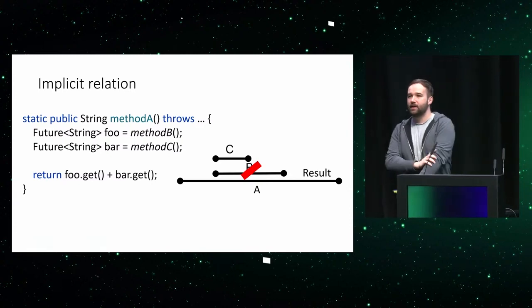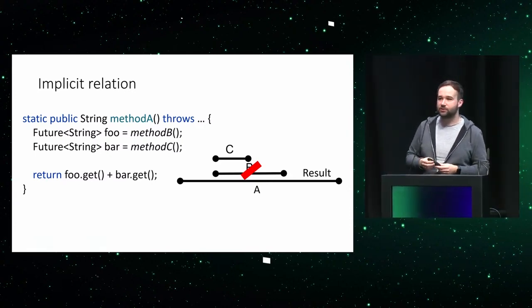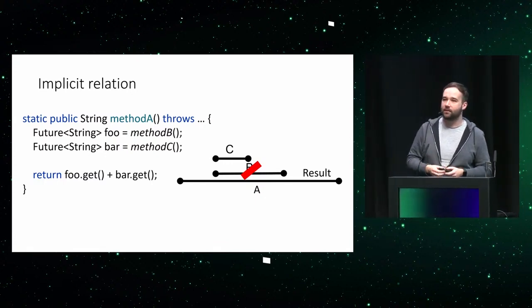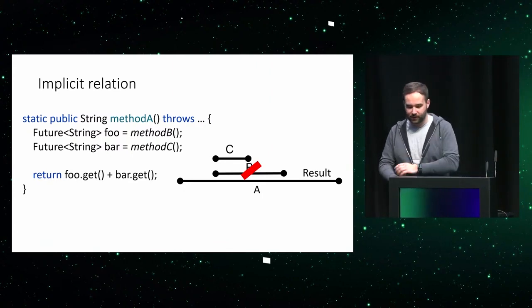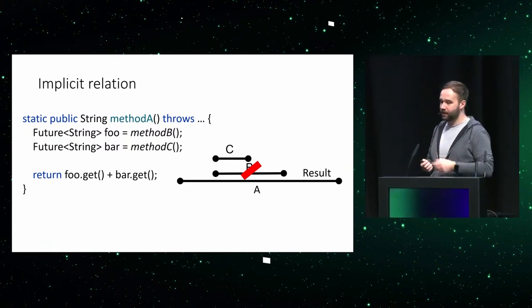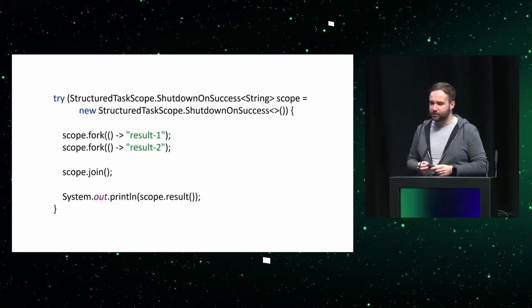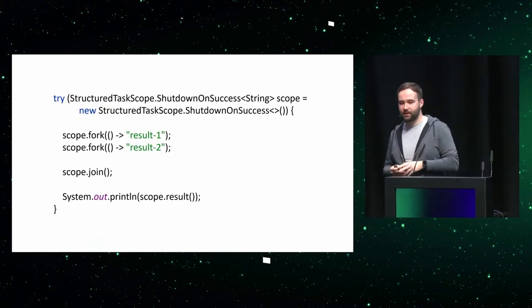So the thing is that now the lifetimes of the threads inside method C and B are somehow connected. There is an implicit relationship between those two threads. Because if method B fails, I want method C to fail as well. Because only with both of them can I create the result that I want and that the caller can use. And that's where structured concurrency comes in. It binds those lifetimes of the threads together.